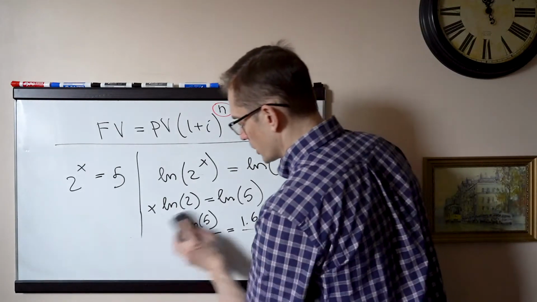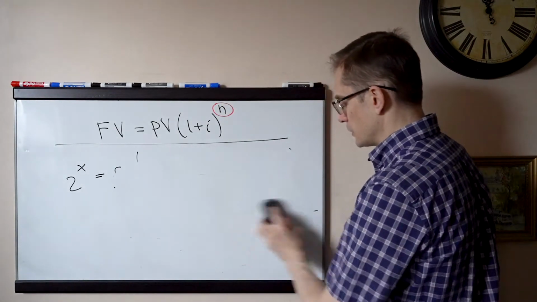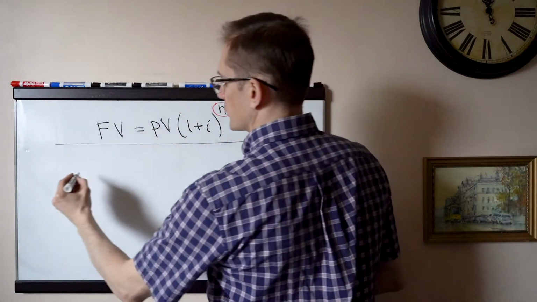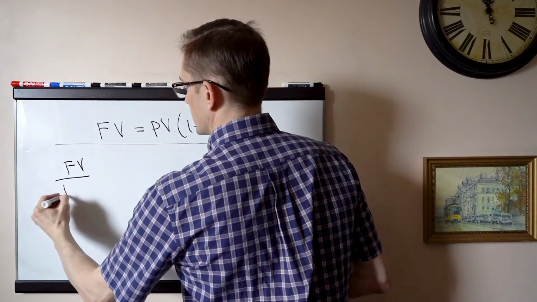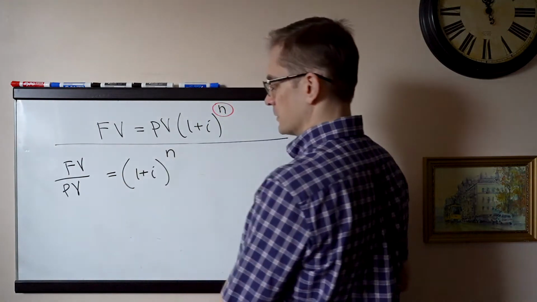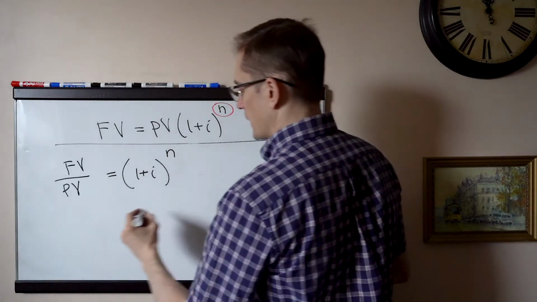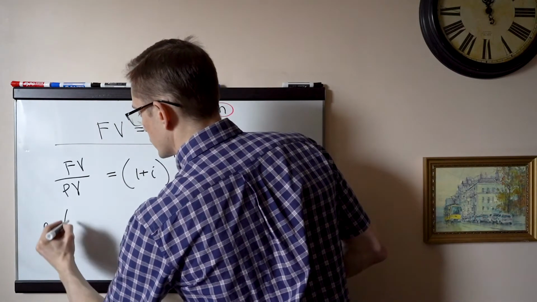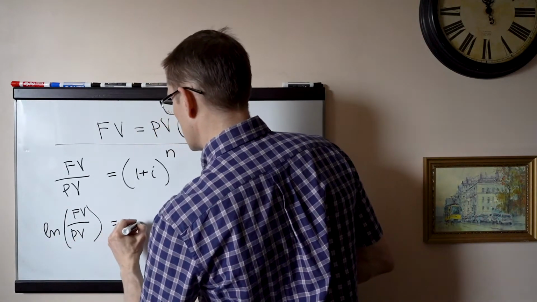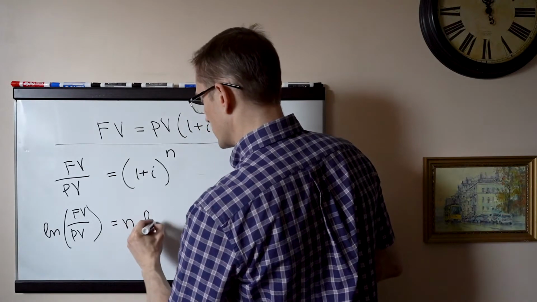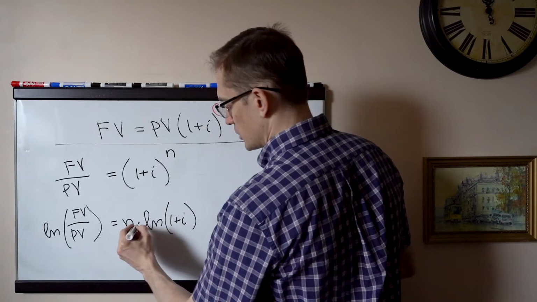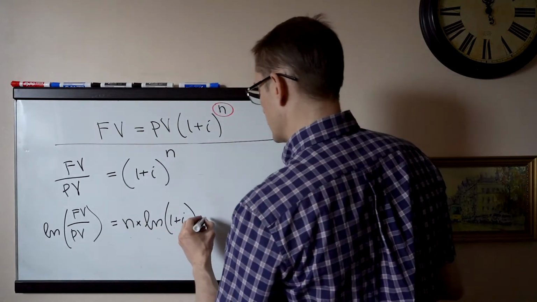And exactly how will we get that formula using natural logarithms? Well, let's start from here. So we have future value divided by present value, and it will be (1 + i)^n, right? So we need this n. We will find natural logarithms on both sides and use that power rule. n will come in front as multiplication, so that's multiplication.